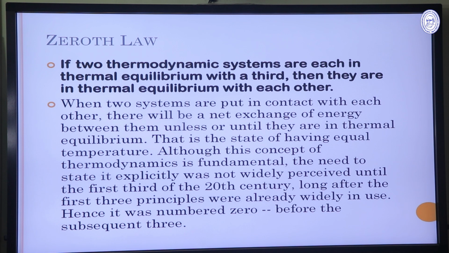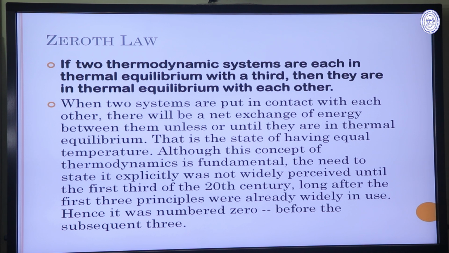Now coming up to the zeroth law. Before this zeroth law was framed, it was the first law of thermodynamics that was framed earlier. After the framing of the first law, it was found that there were some preliminary basic fundamentals that needed to be framed in the form of a law, and thus it was named the zeroth law. So what is this law?